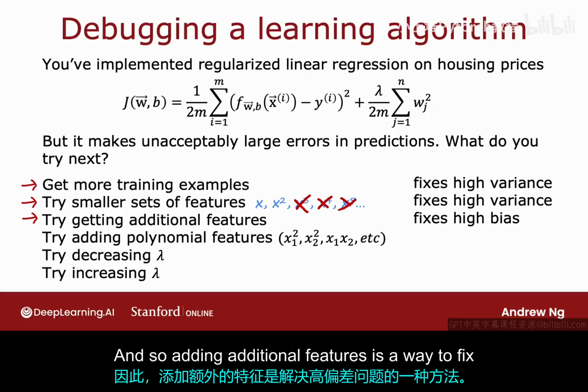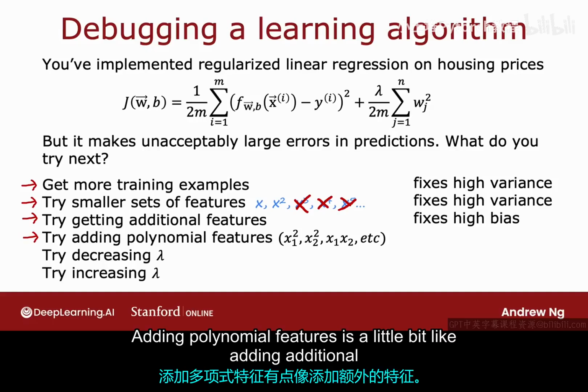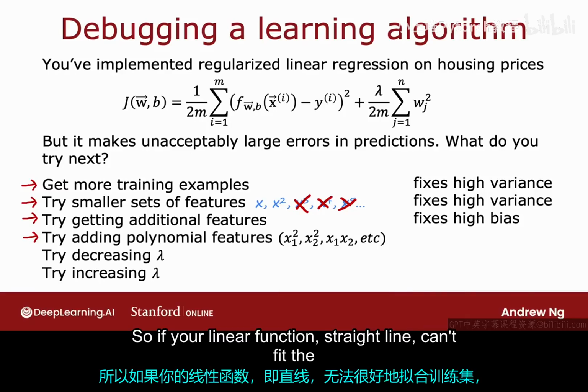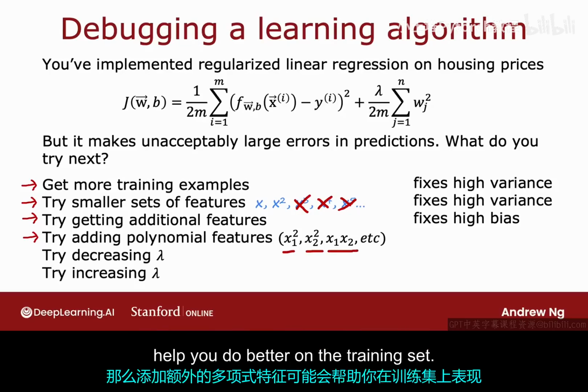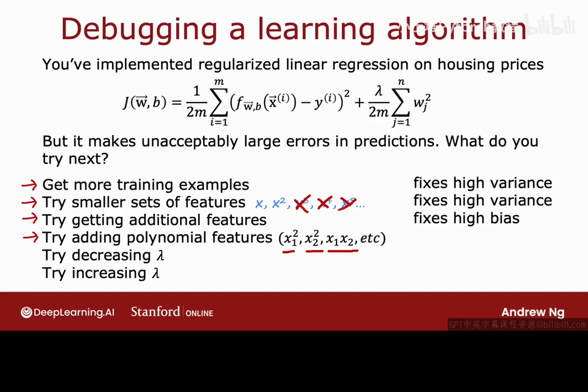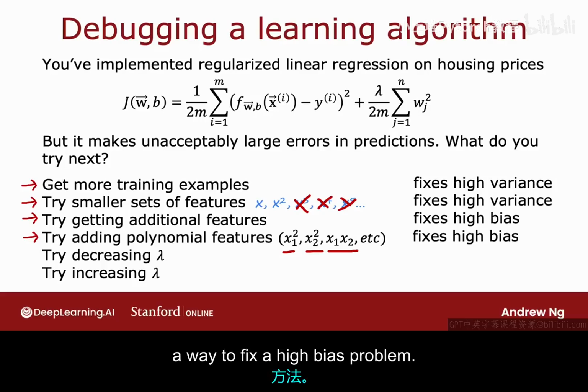And so adding additional features is a way to fix a high bias problem. Adding polynomial features is a little bit like adding additional features. So if your linear function, a straight line, can't fit the training set that well, then adding additional polynomial features could help you do better on the training set. And helping you do better on the training set is a way to fix a high bias problem.